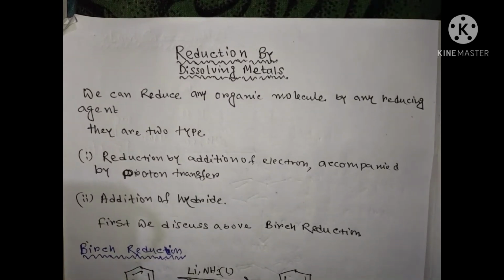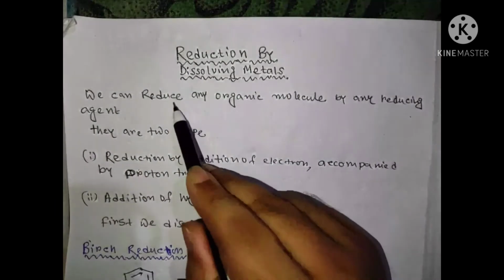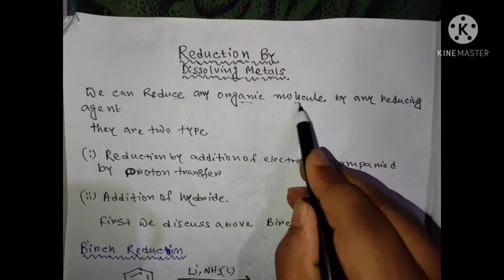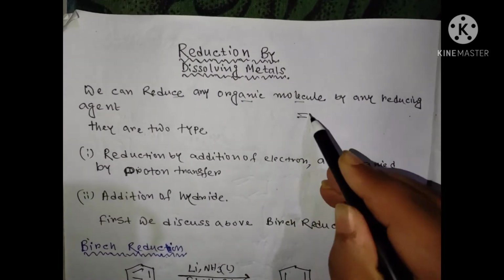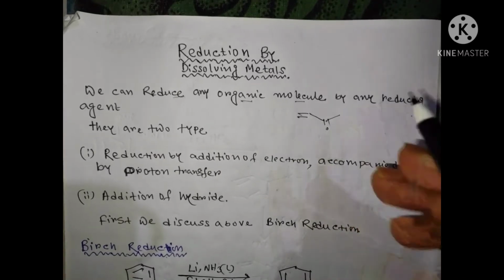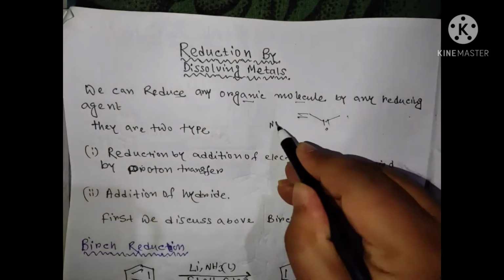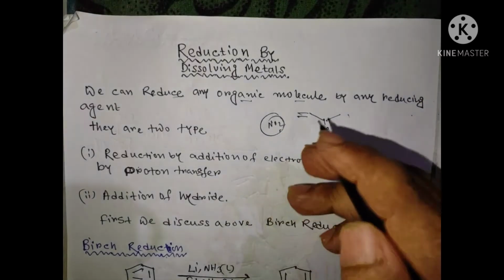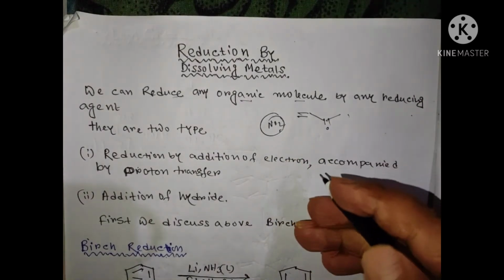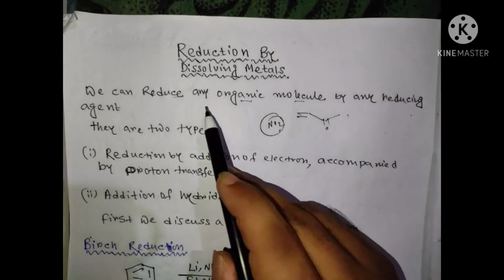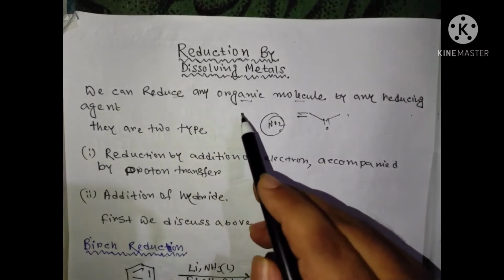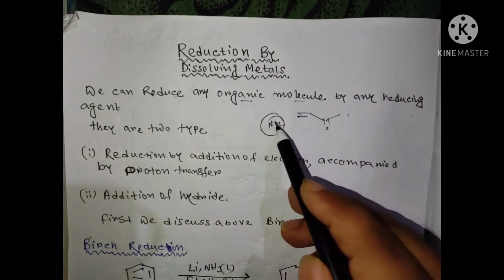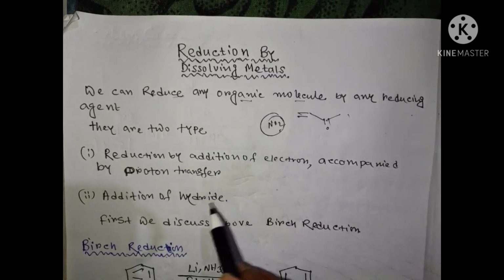Okay, with metal we can reduce any organic molecule, any kind of organic molecule where a double bond is present, or a carbonyl group, or an NO2 group is present. Any group which is prone to reduction can be reduced by a reducing agent in two ways.